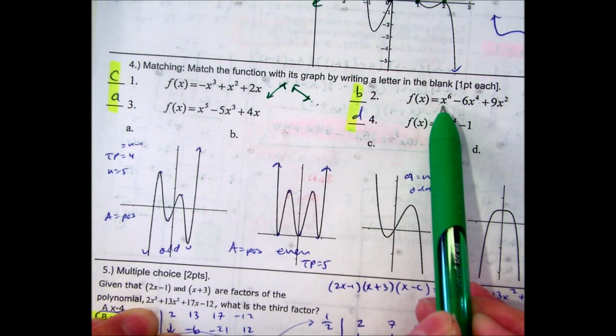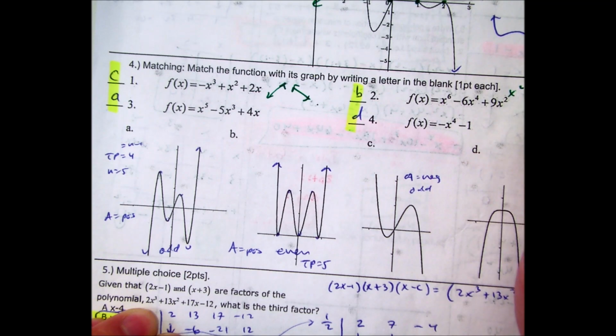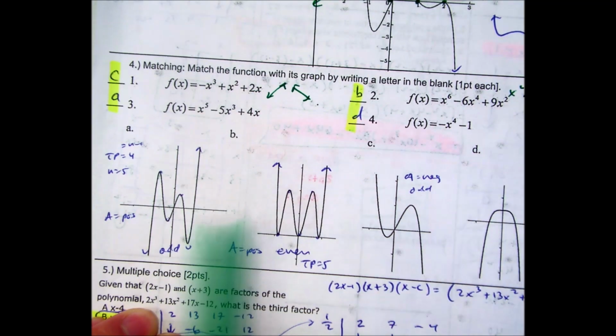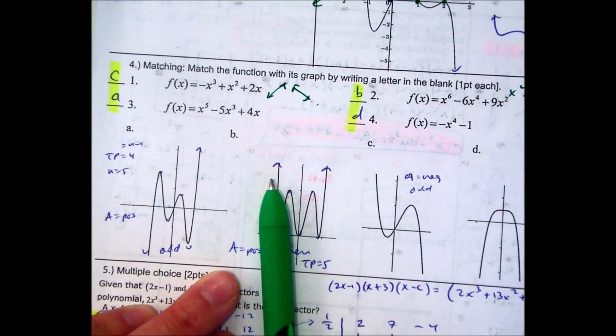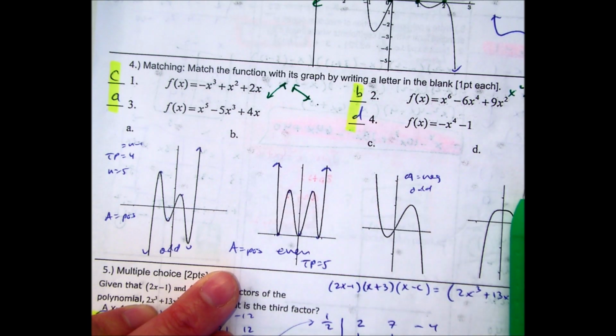Number 2 is an even. Evens like x squared. They're going to start up and up. So this could be a possibility. This one, no. This one, no, because both down.